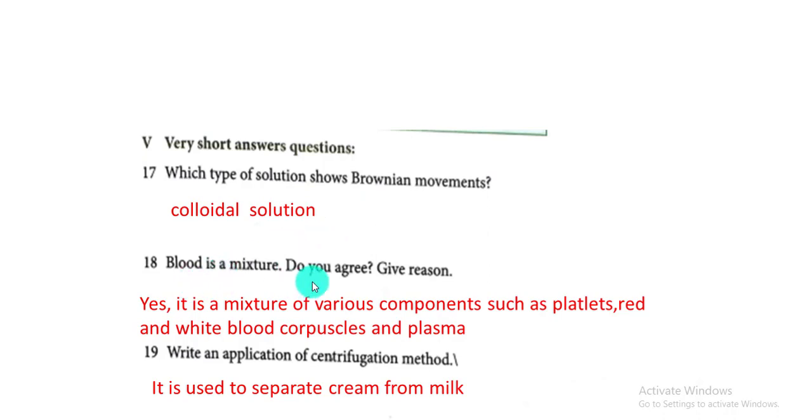Blood is a mixture. Do you agree? Give reason. Yes, blood is a mixture. It is a mixture of various components such as platelets, red and white blood corpuscles, and plasma. Write an application of centrifugation method. It is used to separate cream from milk.